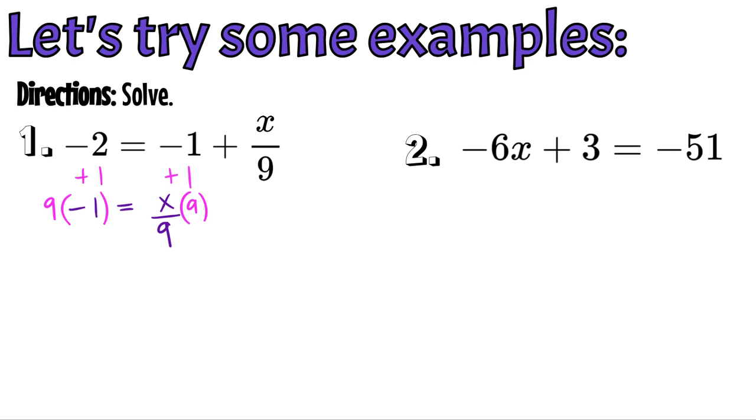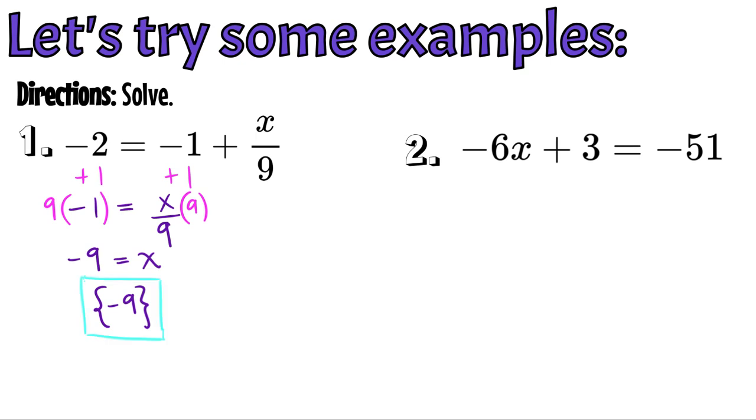So we have 9 times -1 on the left, which gives us -9. And on the right, we have x divided by 9 multiplied by 9. So we just have x. So our answer is x equals -9. And then we want to put that in set notation. And that is our final answer. Let's try another one together.